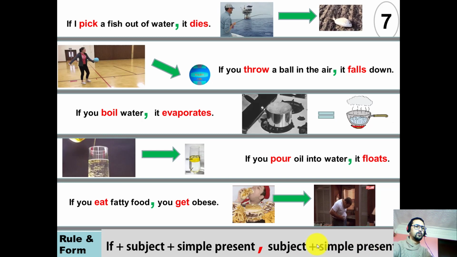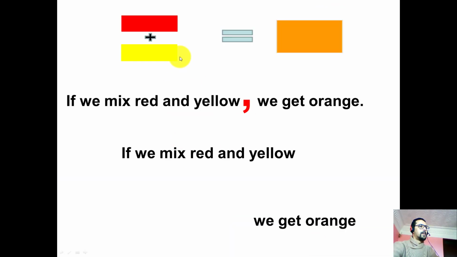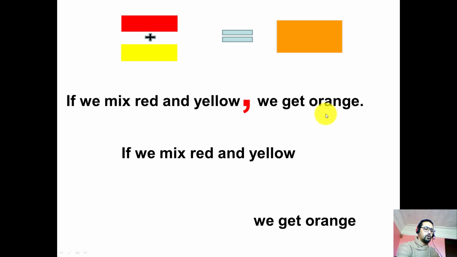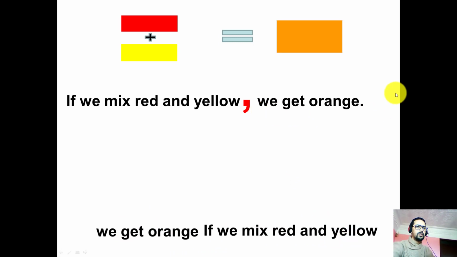And I want to draw your attention to something important. And let's look here. If we mix red and yellow, we get orange, right? If condition and the main condition. If, comma, main condition. Is it possible to form the sentence this way? Okay. Can we say we get orange if we mix red and yellow? Which means we start the sentence with main clause and then followed by if clause.